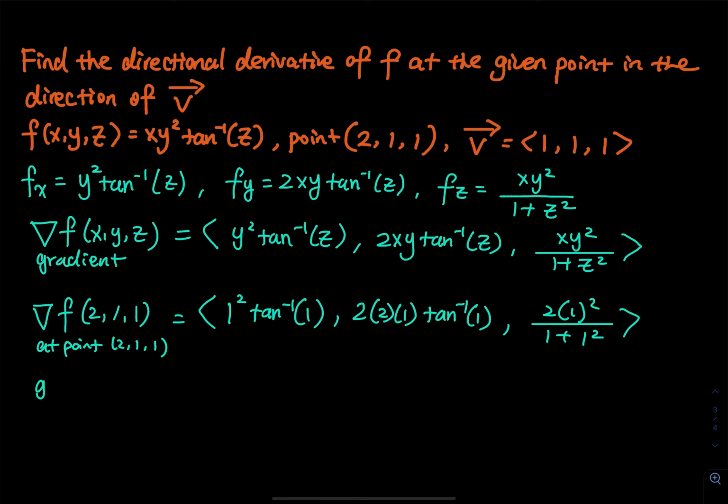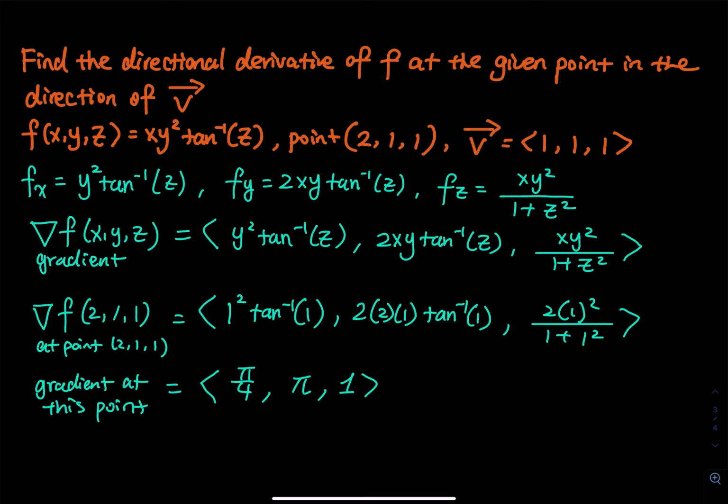So the gradient at this point is equal to: 1 is 1, inverse tangent of 1, so tangent of pi over 4 is equal to 1. And then 2 times 2 is 4, so that will be 4 times pi over 4, which is equal to pi. And then the last one is 2 divided by 2, which is equal to 1.